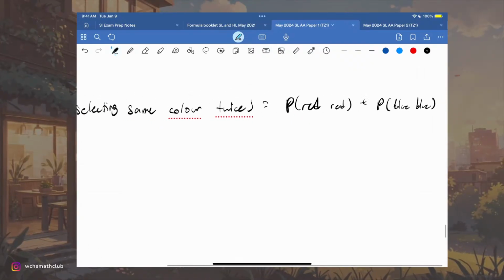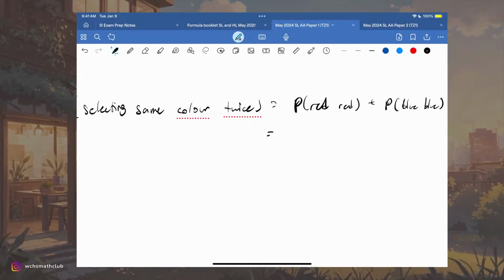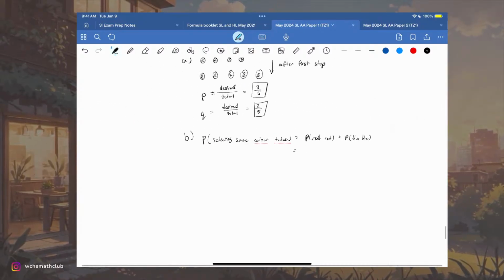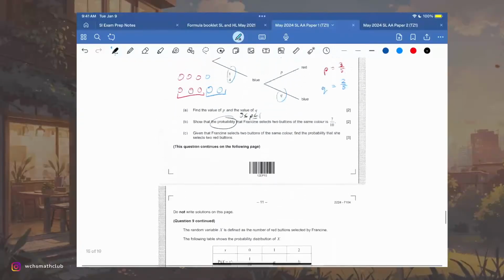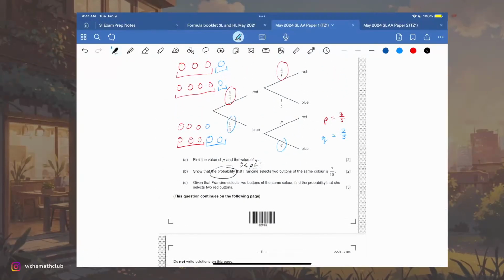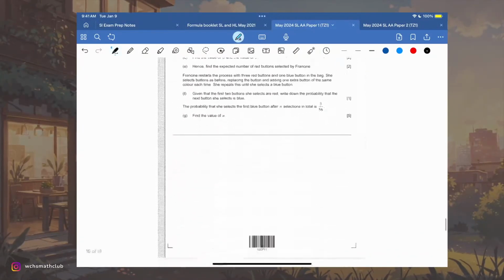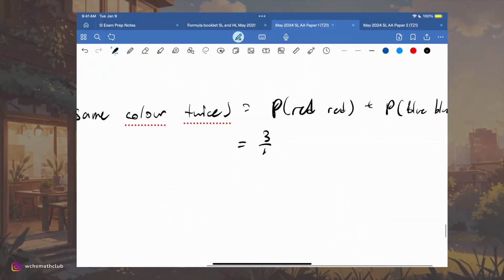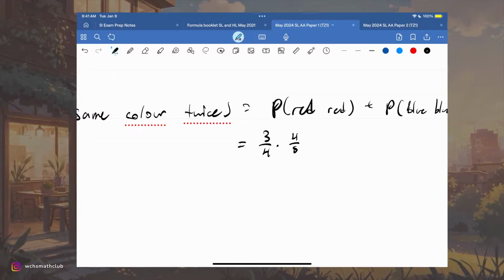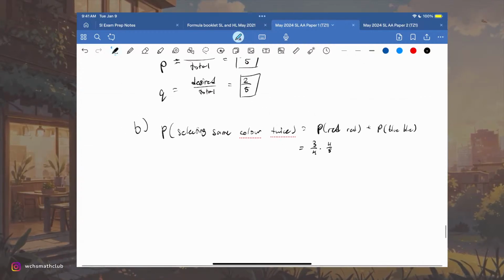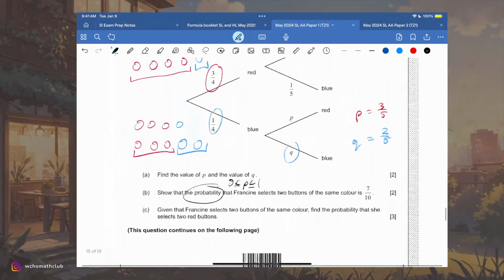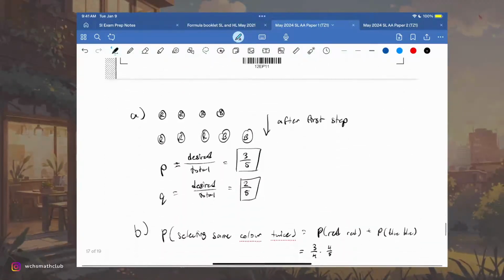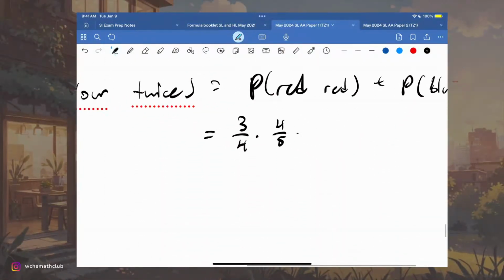Then we're going to set this equal to, as we've shown above, the first probability for drawing a red button for the first time is 3 out of 4, and the second time is 4 out of 5, so we can write this as 3/4 times 4/5. And as we showed earlier, with the first time drawing a blue button it's going to be 1/4, and the second time is going to be Q, so this would be plus 1/4 times Q.